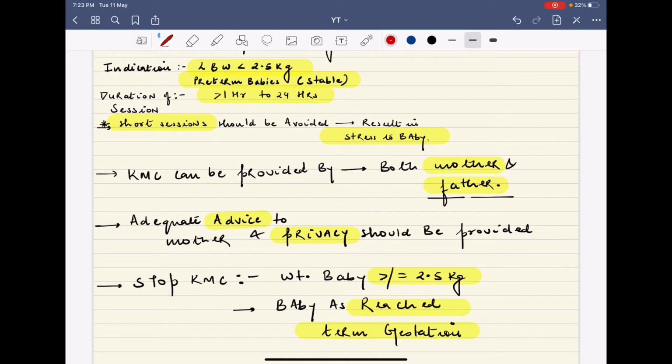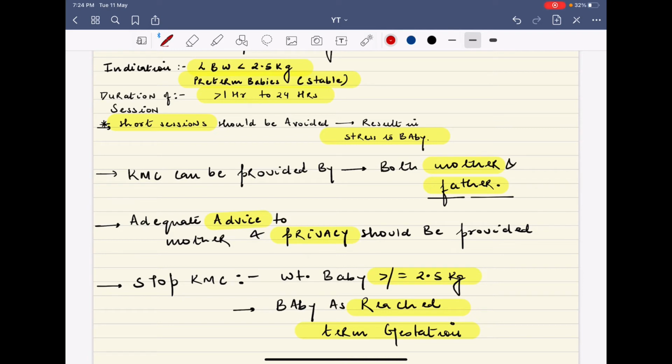And another point is adequate advice to the mother on how she can provide kangaroo mother care. Adequate counseling should be provided to the mother before starting kangaroo mother care, and during kangaroo mother care adequate privacy for the mother and child should be provided, because if adequate privacy is not there, there will be difficulty in providing kangaroo mother care and the entire purpose of this exercise will be lost. Now when to stop kangaroo mother care? When the baby has achieved weight equal to or greater than 2.5 kgs and the baby has reached term gestation.